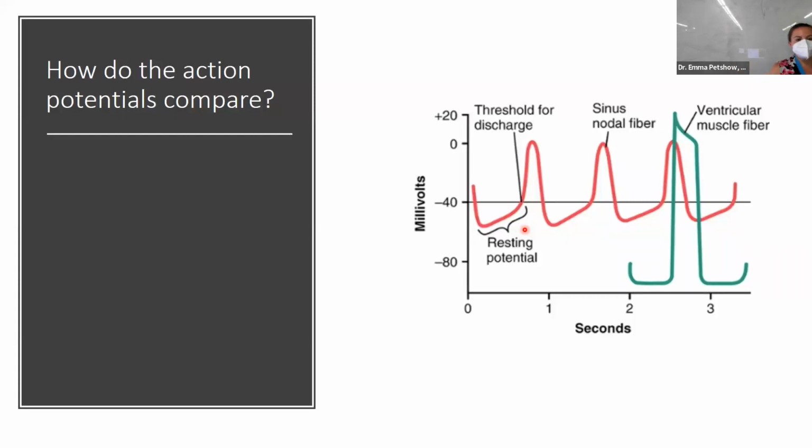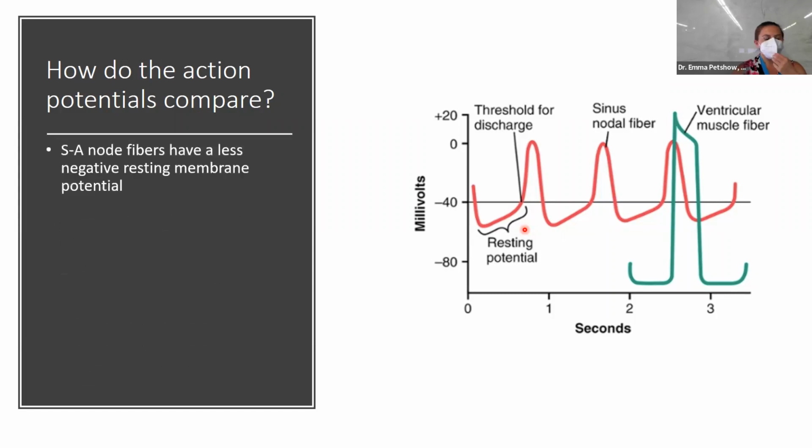So how do the action potentials compare? When we're thinking about action potentials, we're thinking about what's the difference between the action potential of an SA node, the self-excitatory action potential of the conduction system, and the action potential of a ventricular muscle fiber that we talked about. Here's our action potential that we learned initially. We have our ventricular muscle fiber. We have our huge depolarization, our minor repolarization, our plateau, and then our major repolarization. That's our ventricular muscle fiber action potential.